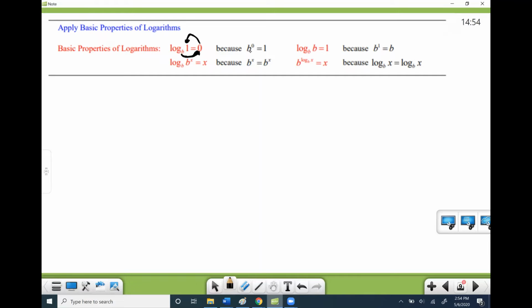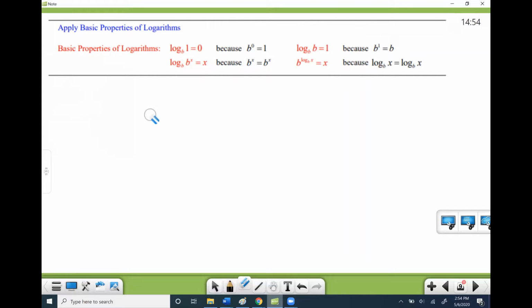So anytime you have a logarithm with a 1 in this position, you know the answer is going to be 0, because of what we just said. What's the question if I didn't have this here? B to the what power is 1? Oh, well, anything to the 0 power is 1.